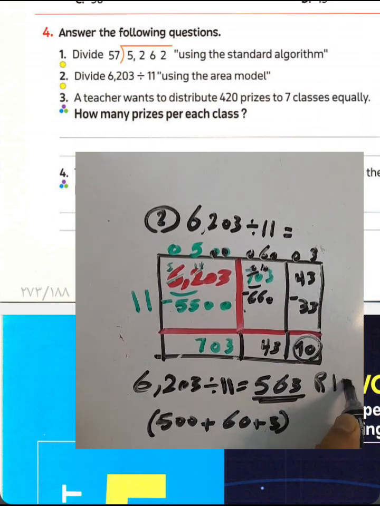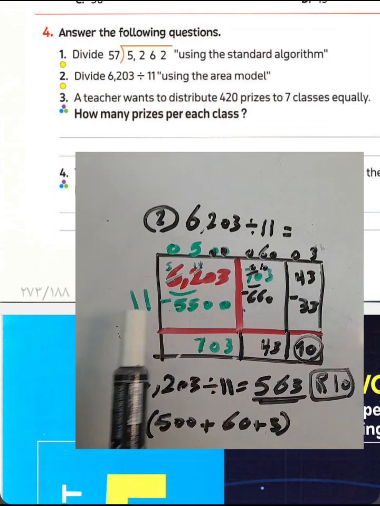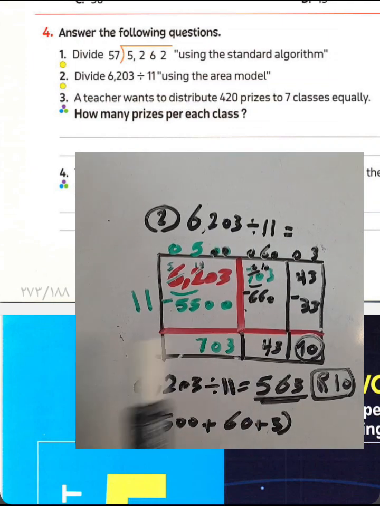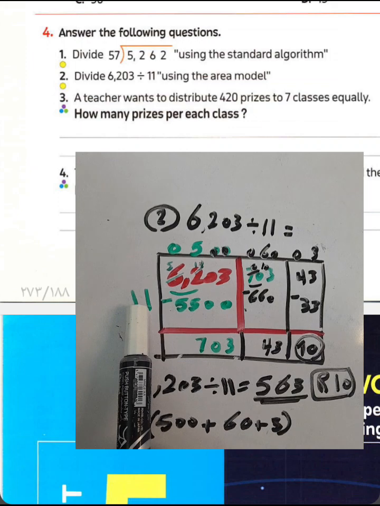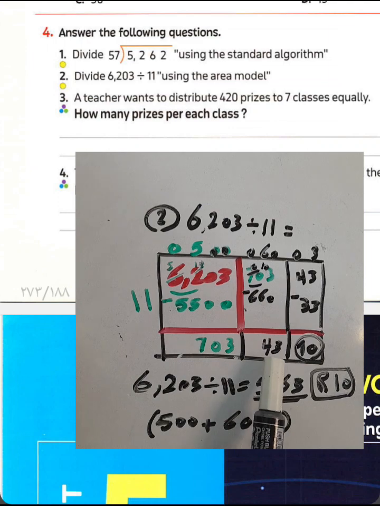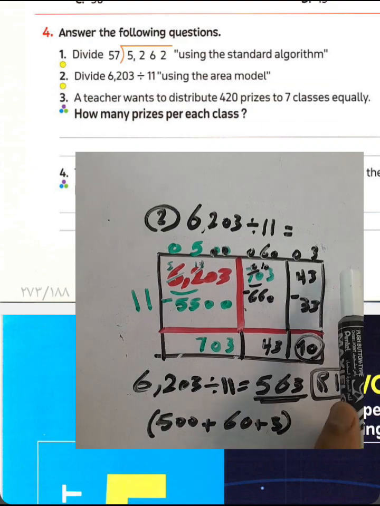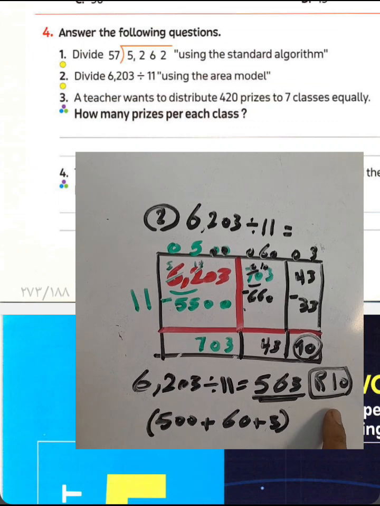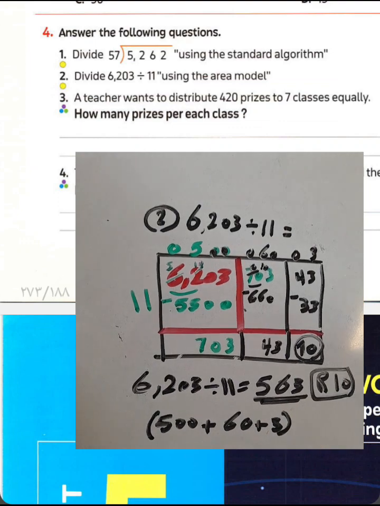Okay, understood? Again, 6203 divided by 11 equals 500. 500 times 11 equals 5500, and the difference between them is 703. Divide this number by 11 equals 60. 60 times 11 equals 660, and the difference between them equals 43. 43 divided by 11 equals 3. 3 times 11 equals 33. The difference between them equals 10. So the quotient will be 563 and the remainder 10. It was question number 2.